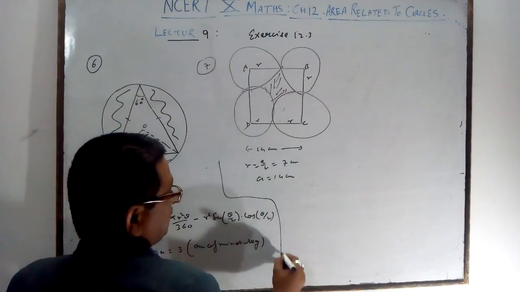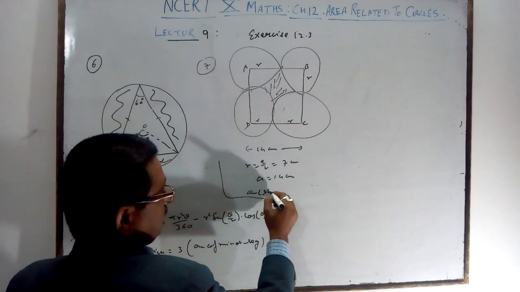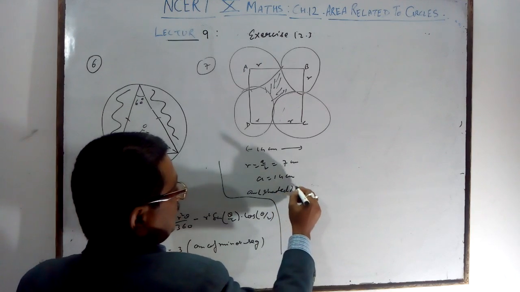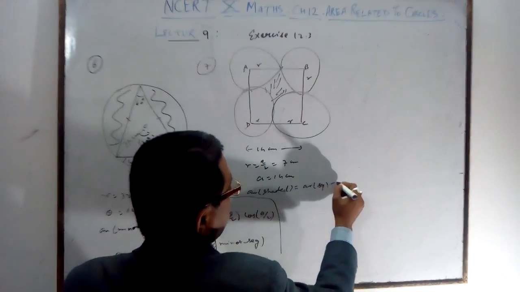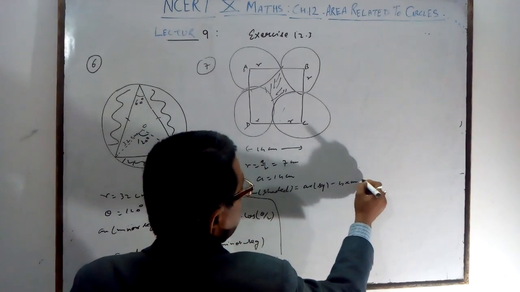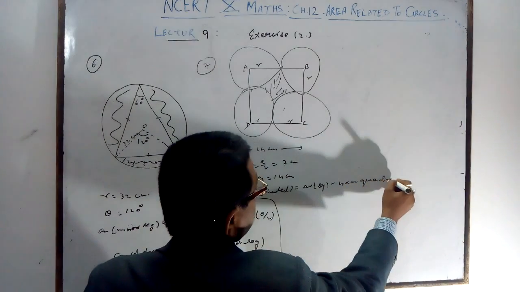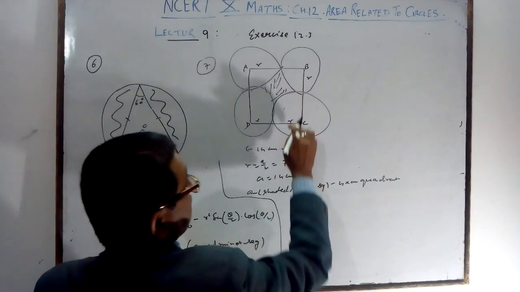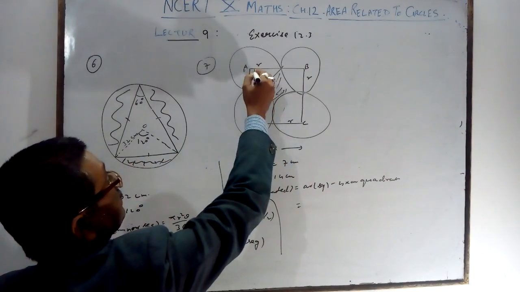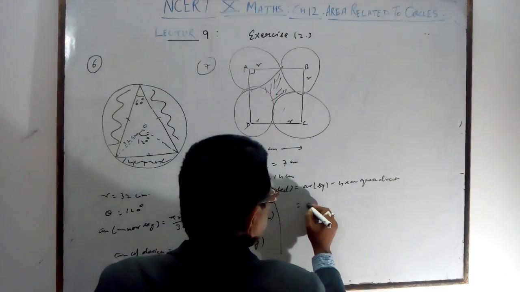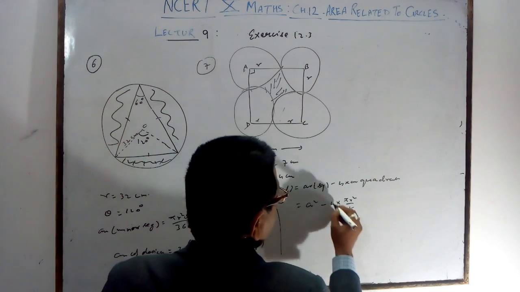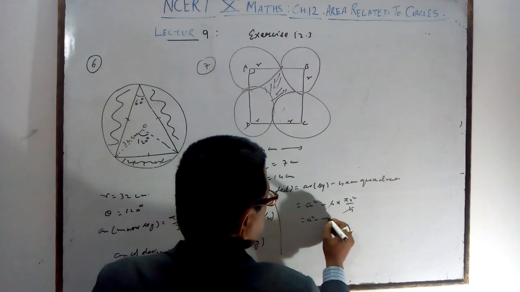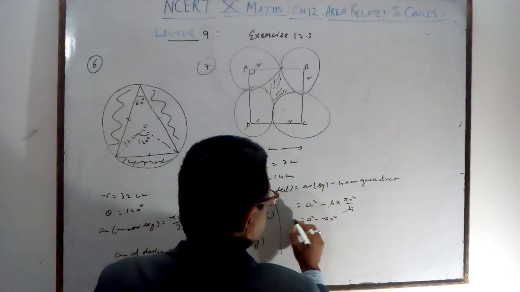So the area of the shaded region is equal to the area of the square minus 4 into the area of a quadrant. Why a quadrant? Because it is a square, so each angle is 90 degrees, and it forms a quadrant. So a square minus 4 into pi r square by 4. The 4 cancels, and you get a square minus pi a square by 4 as your answer.